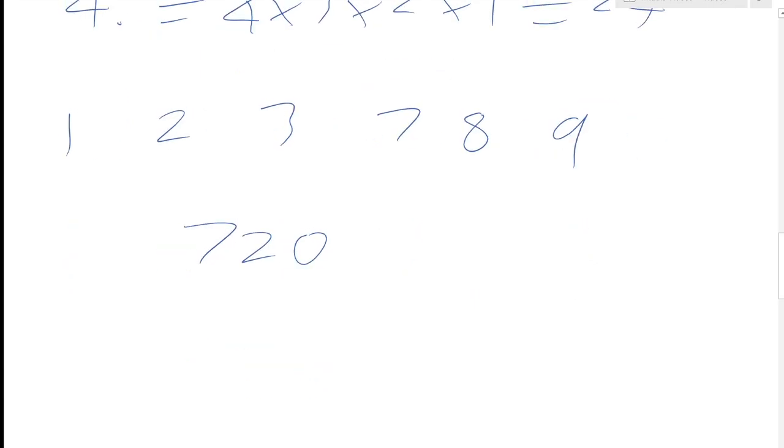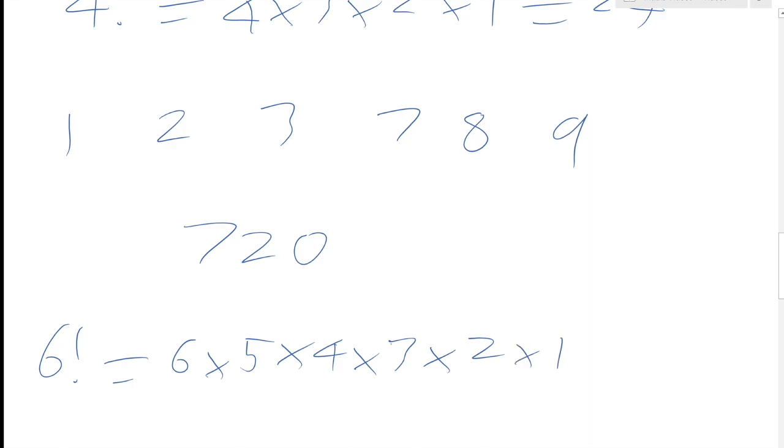You can see we've got 6 digits. We can write 6 factorial, which is 6 times 5 times 4 times 3 times 2 times 1, which equals 720. The more that you do these questions, you'll get familiar with the factorials.